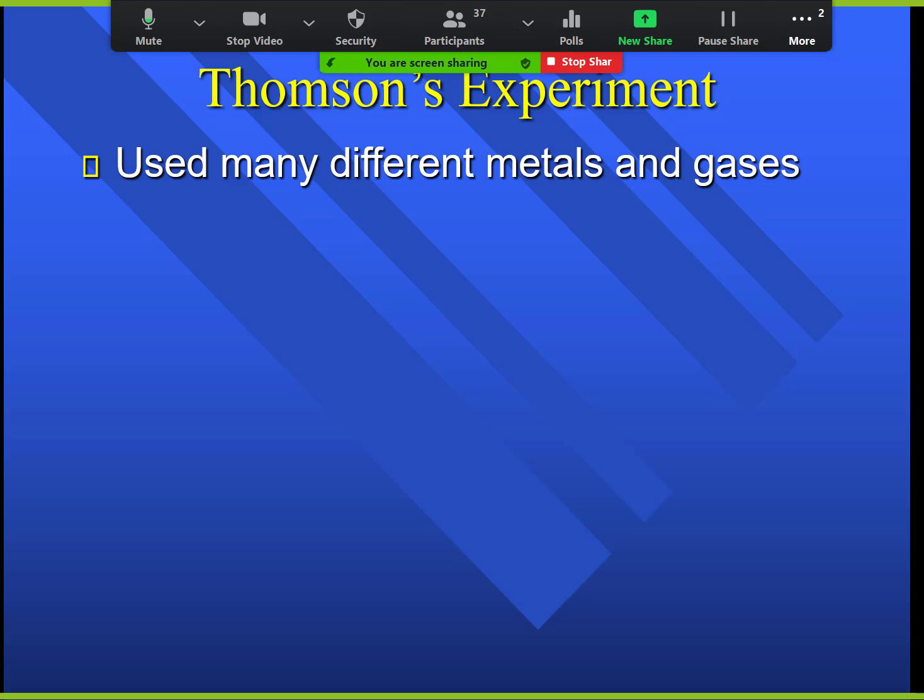And he used lots of different metals and gases. Lots of them. And no matter what he put in that tube, the beam was always the same. The beam never changed.